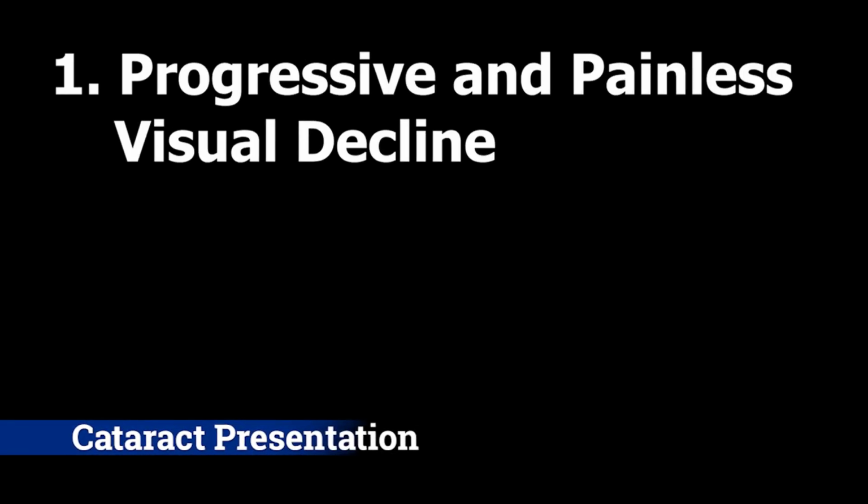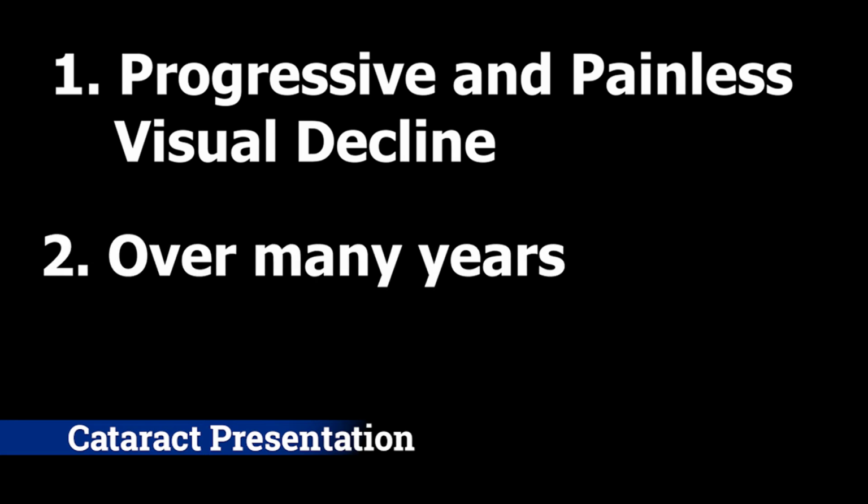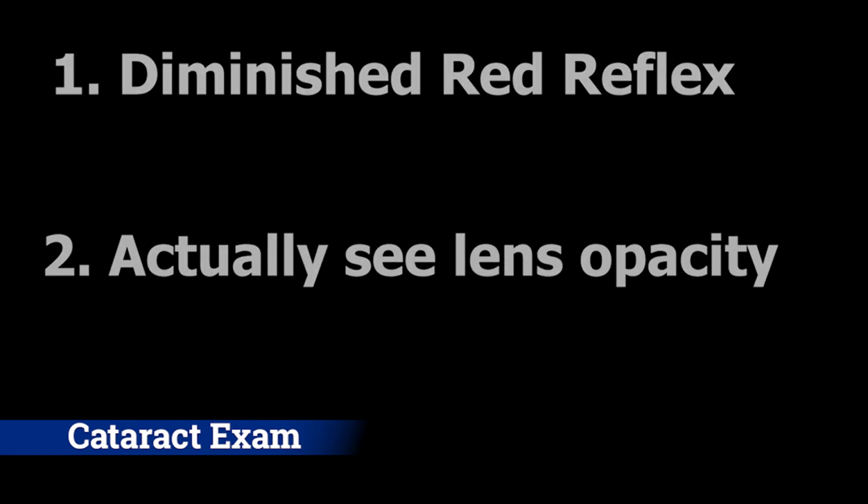Presentation of these age-related cataracts is generally a progressive, painless vision loss over years or decades. And on physical exam, oftentimes you can see a darkening of the red reflex, or you might even be able to see the opacity itself.